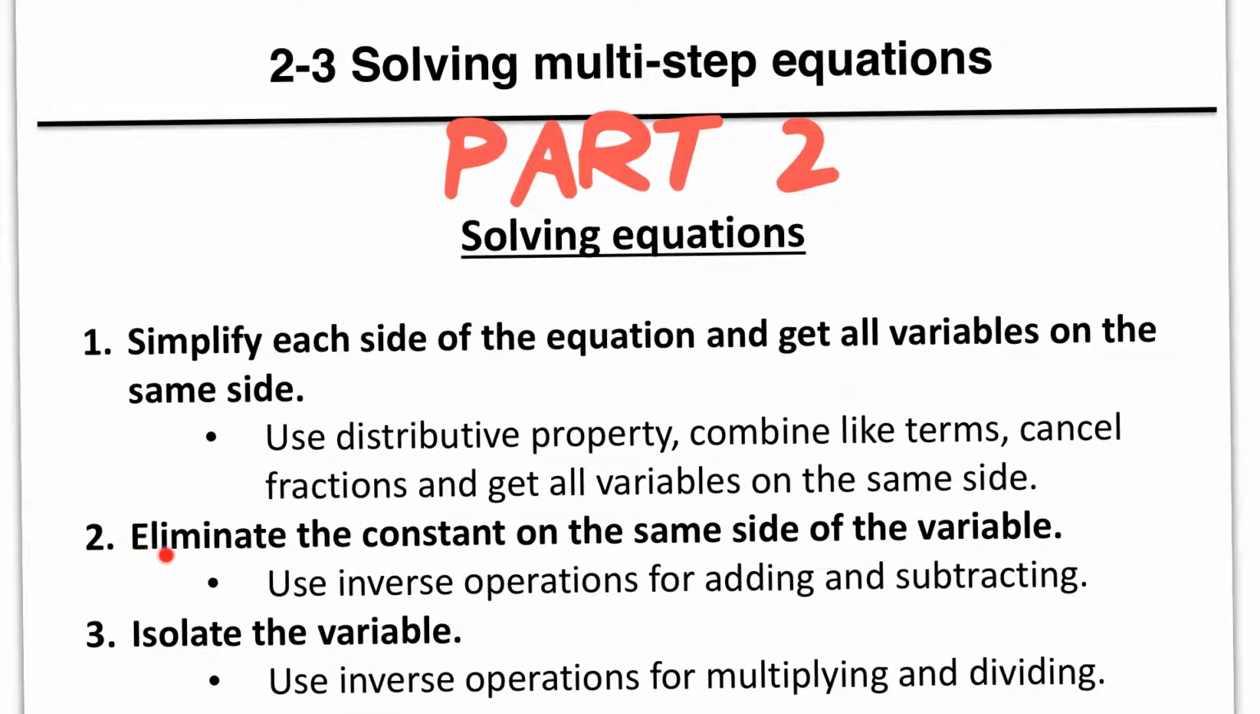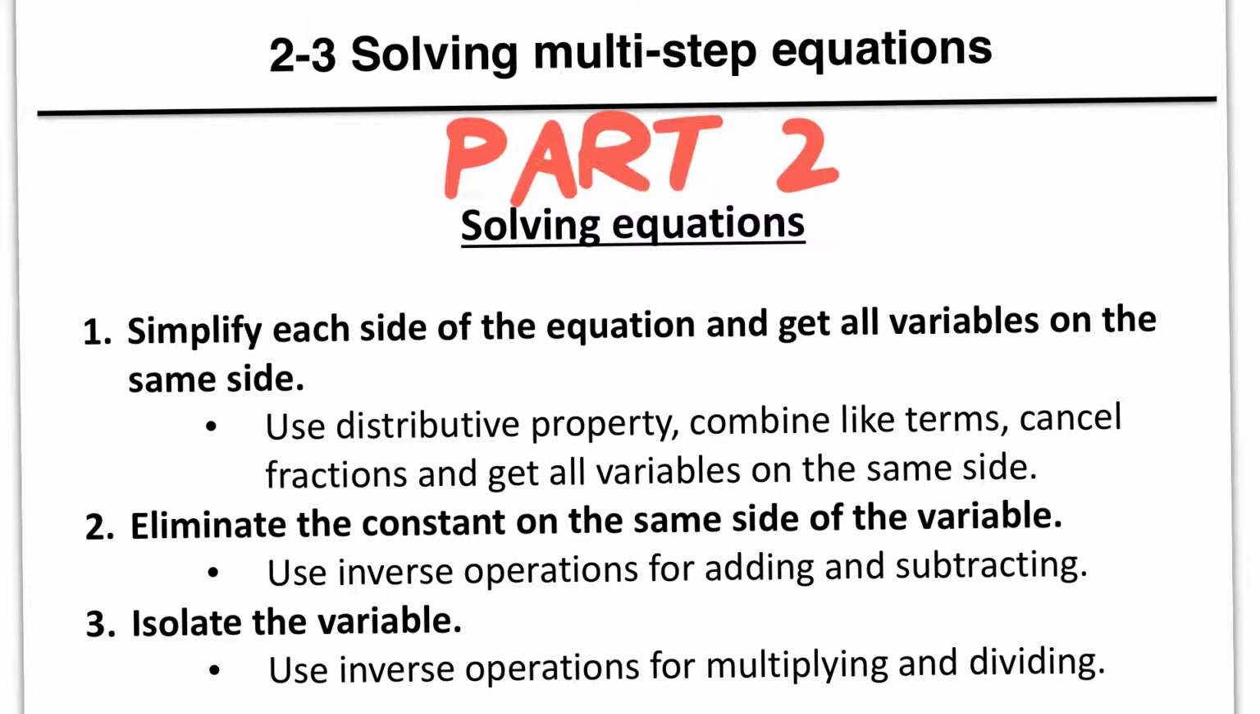Step number two is eliminate the constants on the same side of the variable. To do that, you are going to use the inverse operations for adding and subtracting, which means the opposite. And step number three, you isolate the variable. That's the last step. To isolate the variable, meaning that you want the x by itself or the y by itself or whatever variable you have, you are going to use the inverse operations for multiplying and dividing. So that's our goal. In order to solve an equation, you must get the variable by itself. We want to know what is the value of that variable.